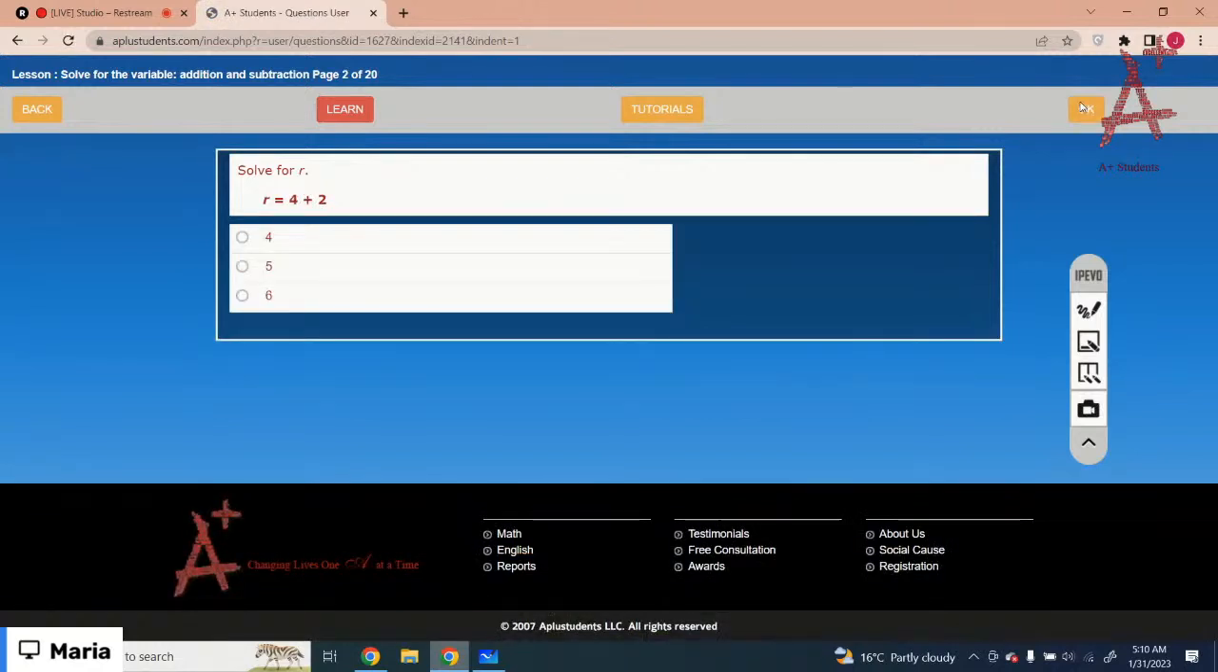Very good. Okay, the next one is solve r equals 4 plus 2. So again, r is already isolated. Just add, solve the other side. 4 plus 2 equals, yes, that would be 6. Just add them. 4 plus 2 makes 6.